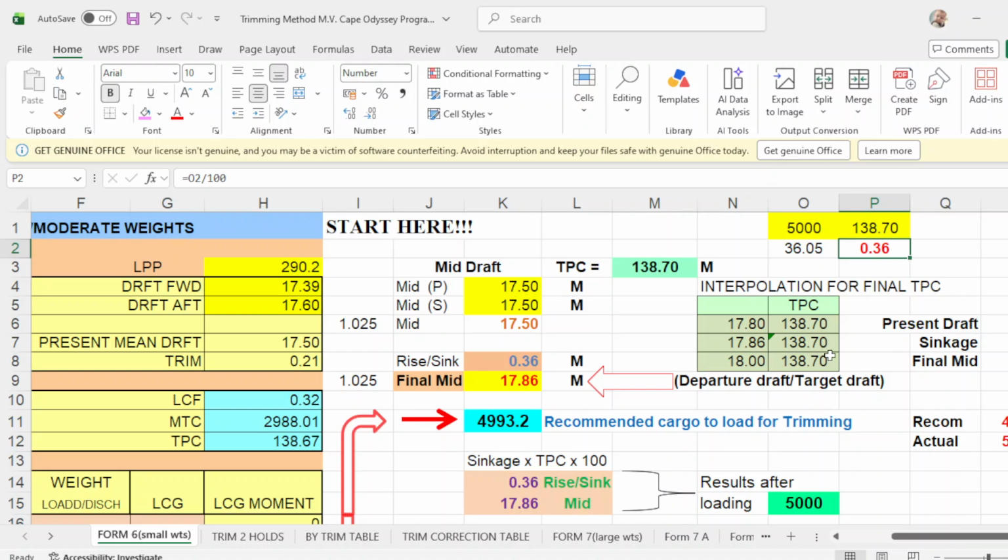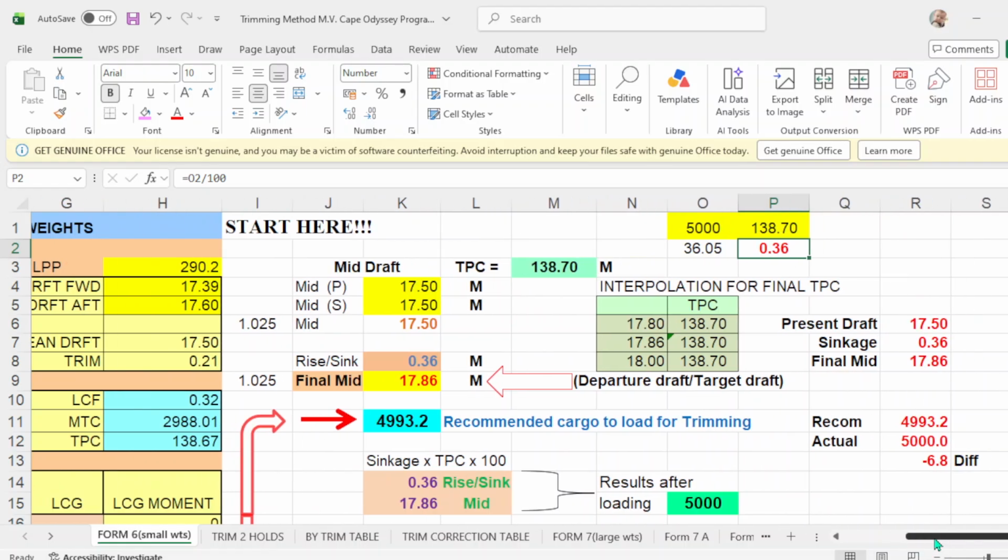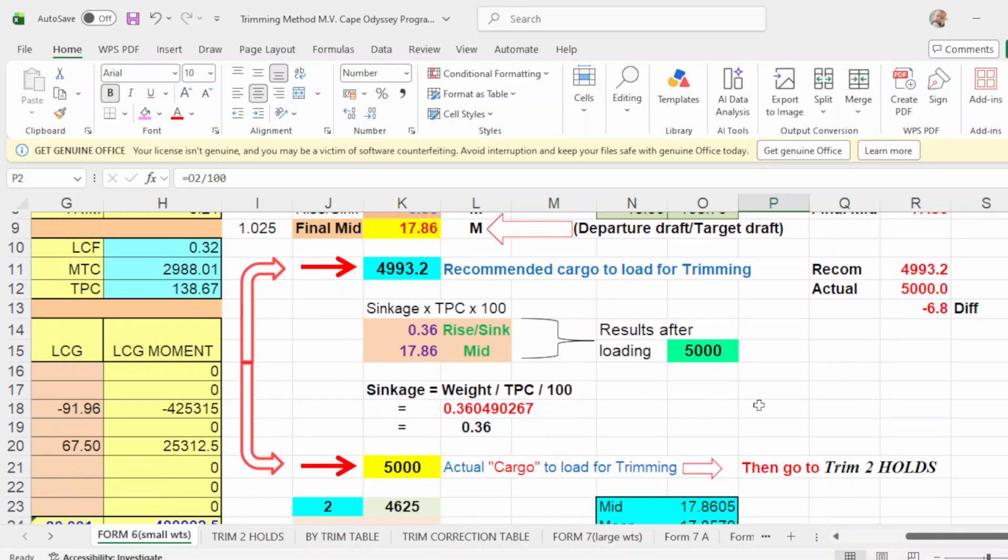There you go. So 5,000 divided by your TPC of 138.70, which is this one, is 36.05. Divide by 100, that will be 36 centimeters. Your present draft, which is this one, and your sinkage is 36, this one. So your final mid departure draft is 17.86, which is this one. The recommended cargo for trimming is 4993.2, which is this one, and the actual cargo to load is 5,000.